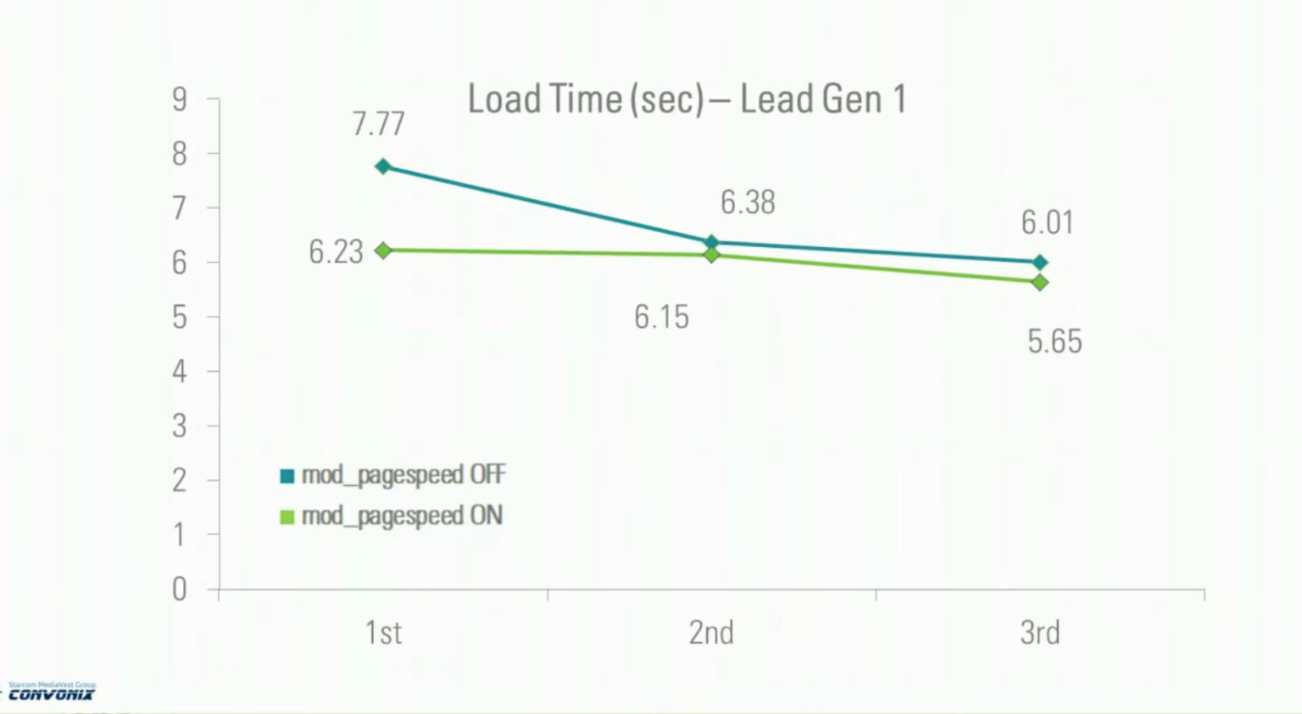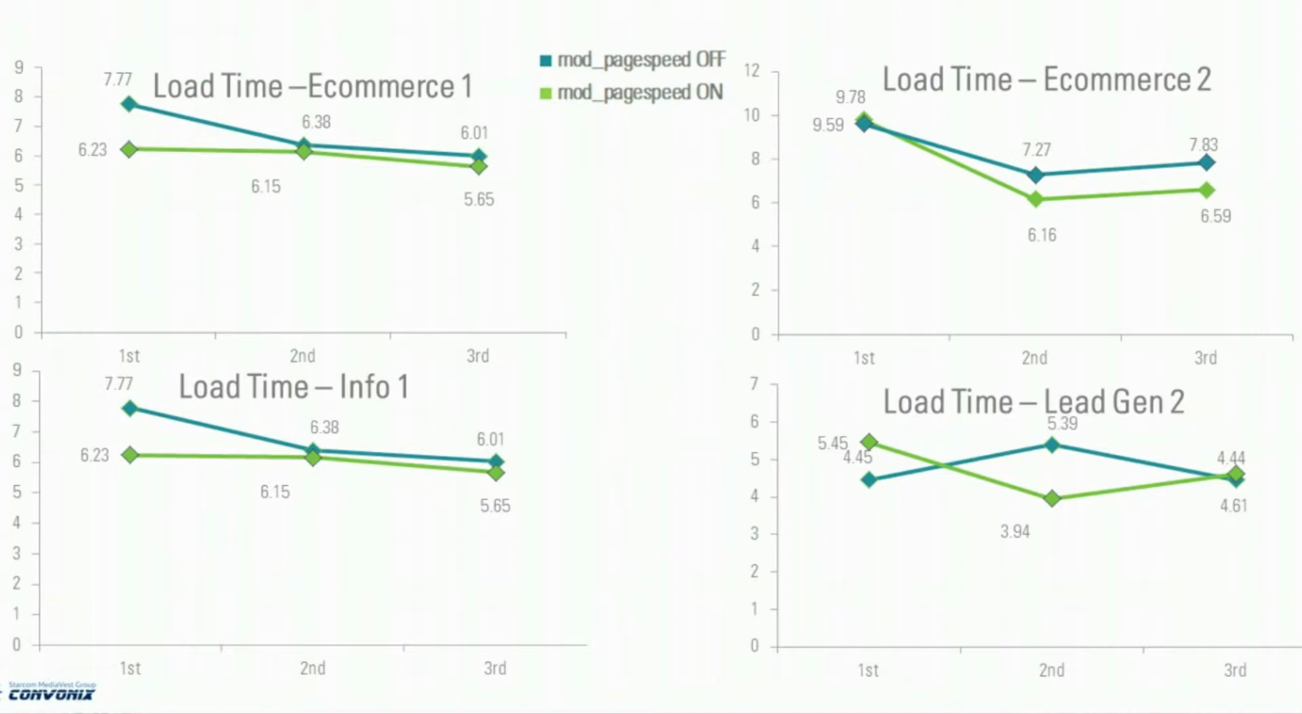As can be seen for the Lead Gen 1 website, the first run showed a decent amount of reduction in page load time, but not much difference in subsequent runs. Looking at the other data sets, we saw a couple of similar trends, but overall the results were inconclusive. So we had run many tests and gathered a lot of data. We expected some solid inferences, but on crunching through the numbers, we had only inconclusive results.